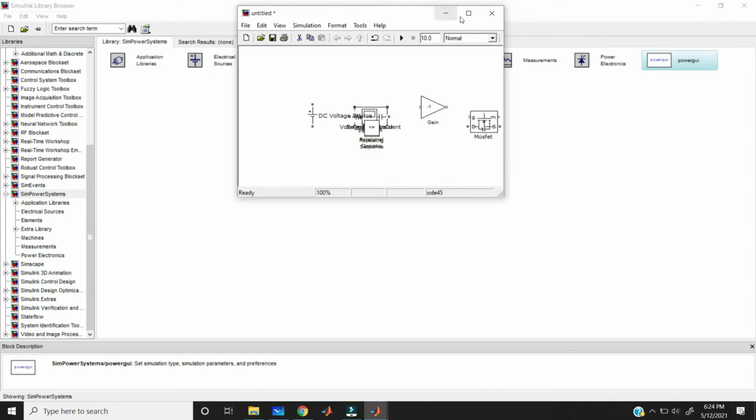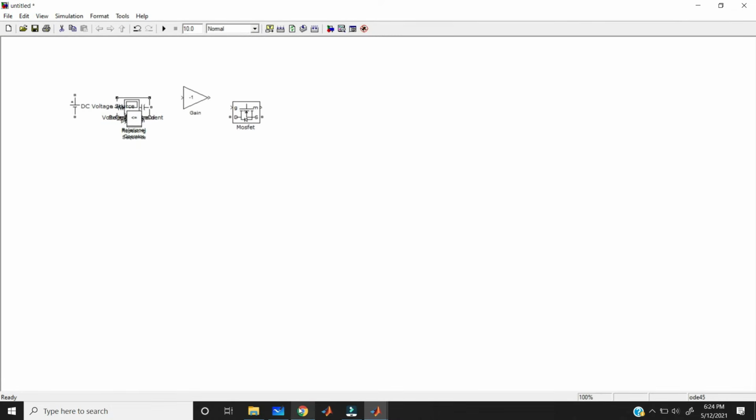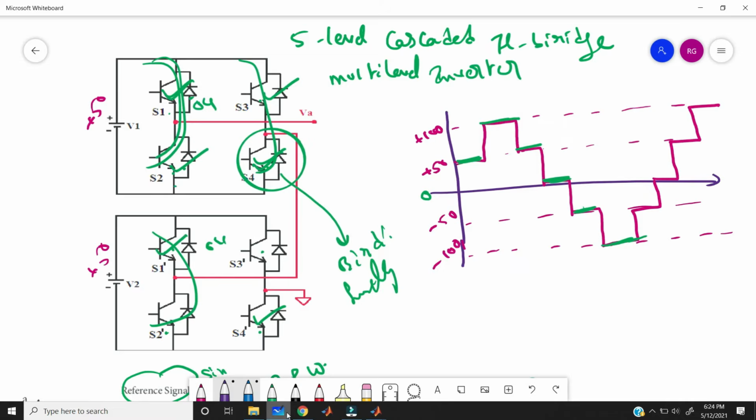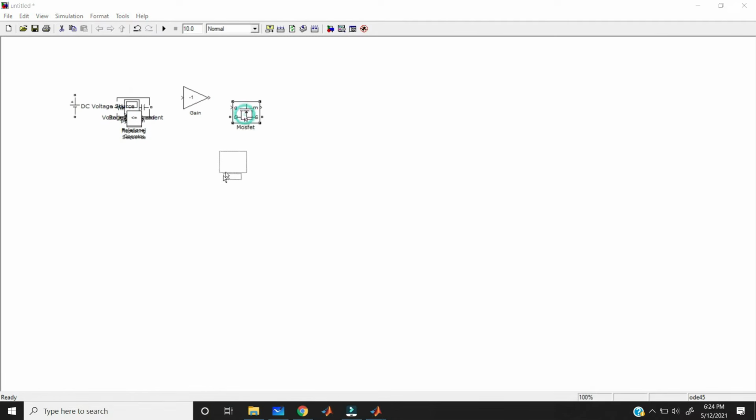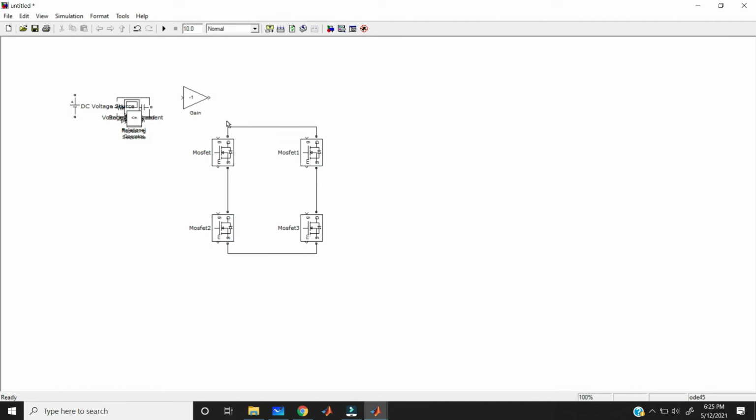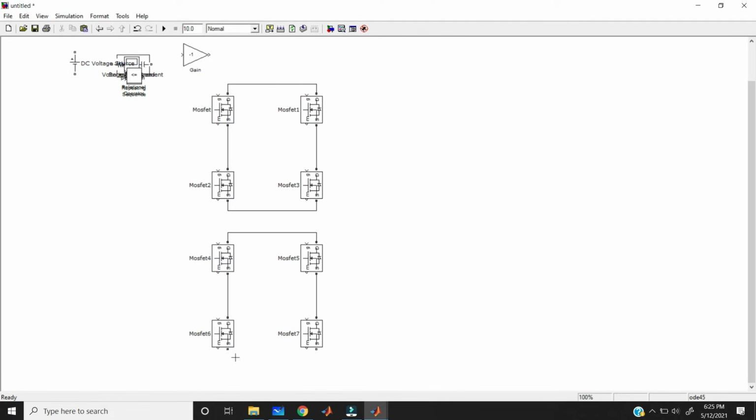Now let's connect our circuit as per our circuit diagram. First of all, take the switches and rotate them using Control R. Copy by right click, so take 4 switches and connect. Take another bridge also, because we need a 5 level output, so that's why I'm taking two bridges. Connect them and give input DC sources to those two.